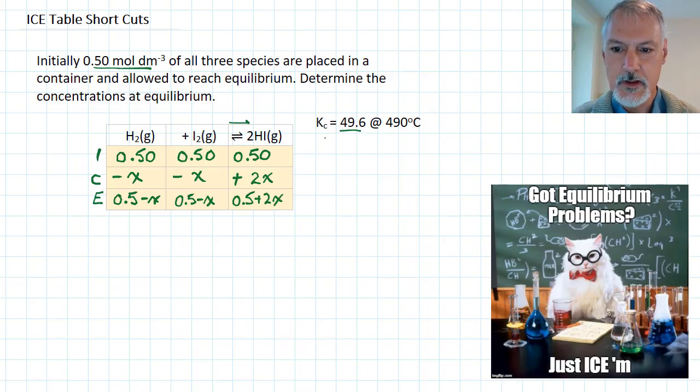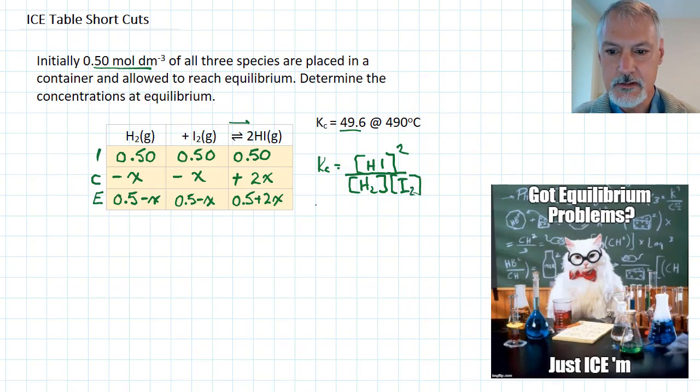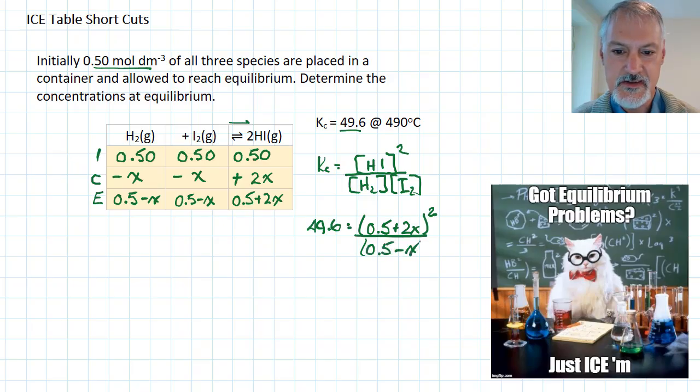Now let's turn to the equilibrium constant and its expression. So we know that at equilibrium the concentration of hydrogen iodide squared over hydrogen times iodine must equal 49. So let's put in the values. So we know that this is 49.6. This is 0.5 plus 2x squared, and the bottom 0.5 minus x for the hydrogen, and it's the same thing for iodine, so also squared.